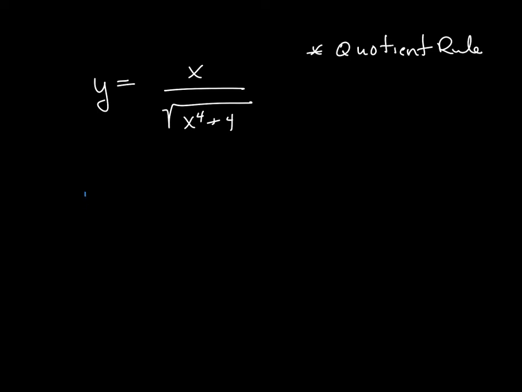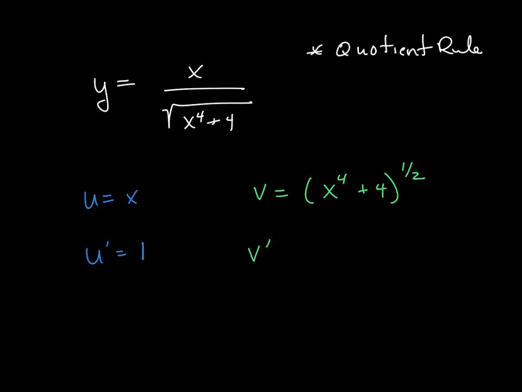So u is the numerator, which is just x. The derivative of the numerator is just 1. For v, the denominator, I'm going to rewrite the denominator as x to the 4th plus 4 raised to the 1/2 power. And this is an example of when I need the chain rule.